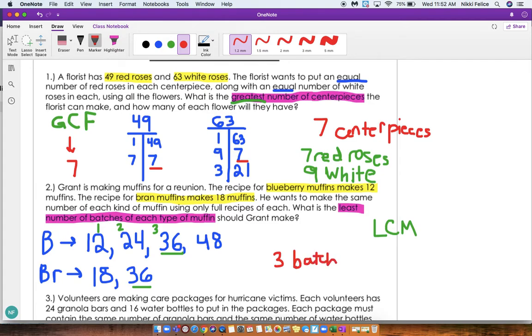Guess I should have typed this, right? Of blueberry. And for the bran muffin, that would be 1, 2 batches. So 2 batches of bran muffins.